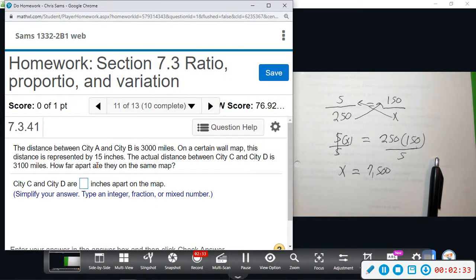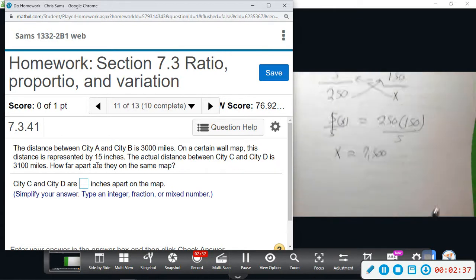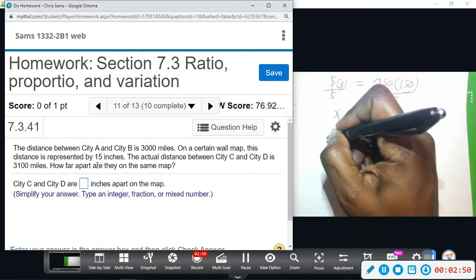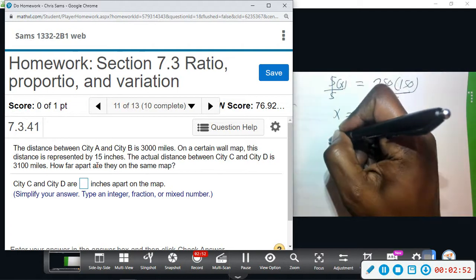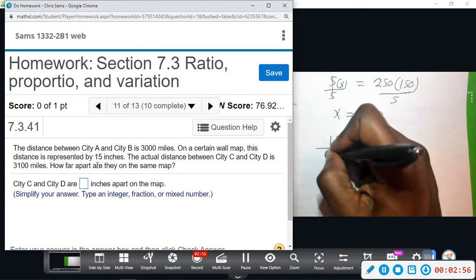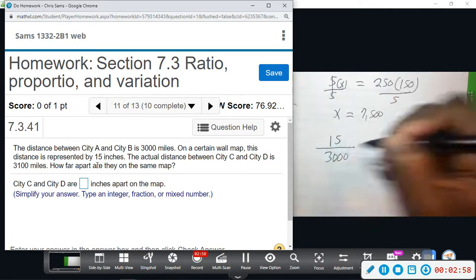Alright, number 11. The distance between city A and city B is 3,000 miles. On a certain map, the distance is represented by 15 inches. Alright, so we got city A, city B, 15 inches, and it's actually 3,000. So I'm going to put those together.